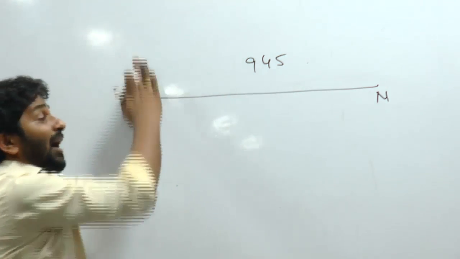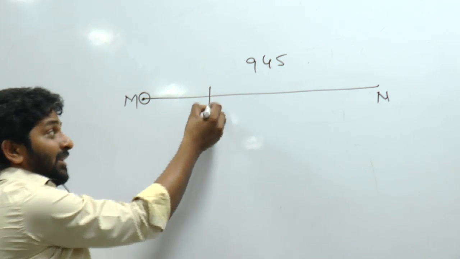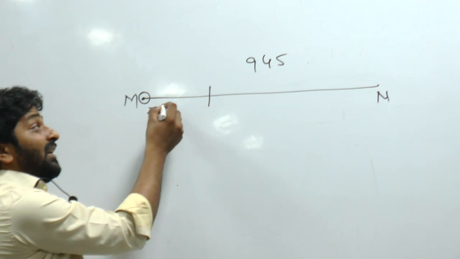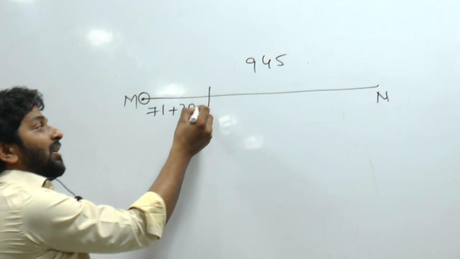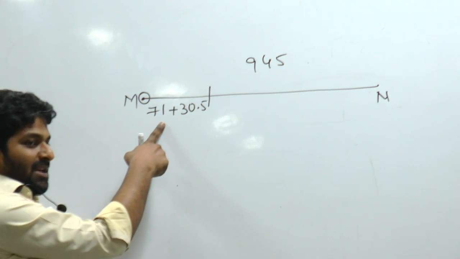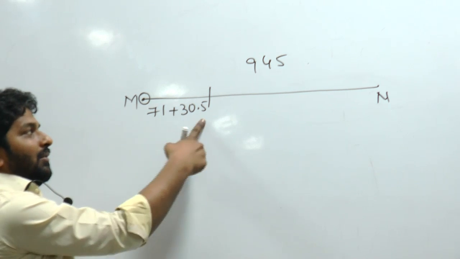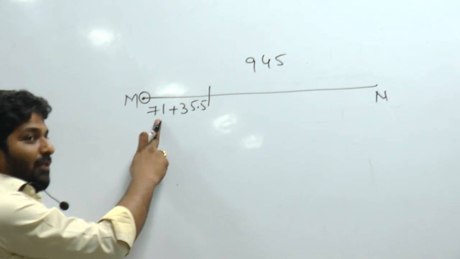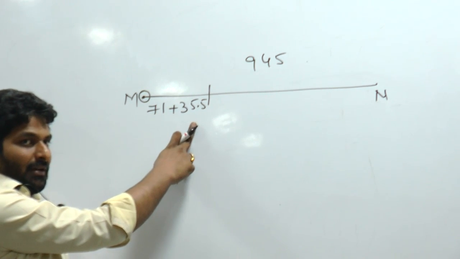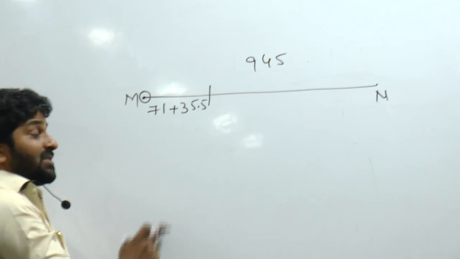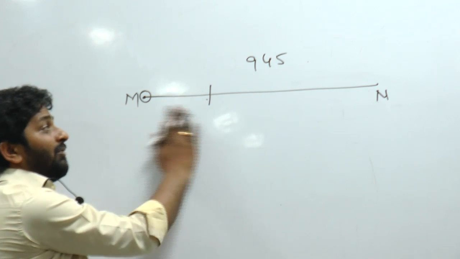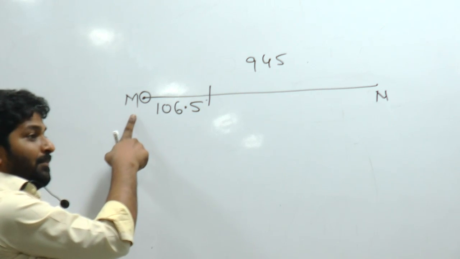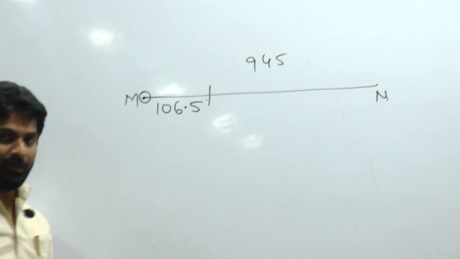So in 1.5 hours, the train which started from station M can cover 71 plus 35.5. That is the distance traveled in 1 hour, and this is in half an hour. So how much is the total? 106.5. So in 1.5 hours, the train which started from station M can cover 106.5 kilometers.